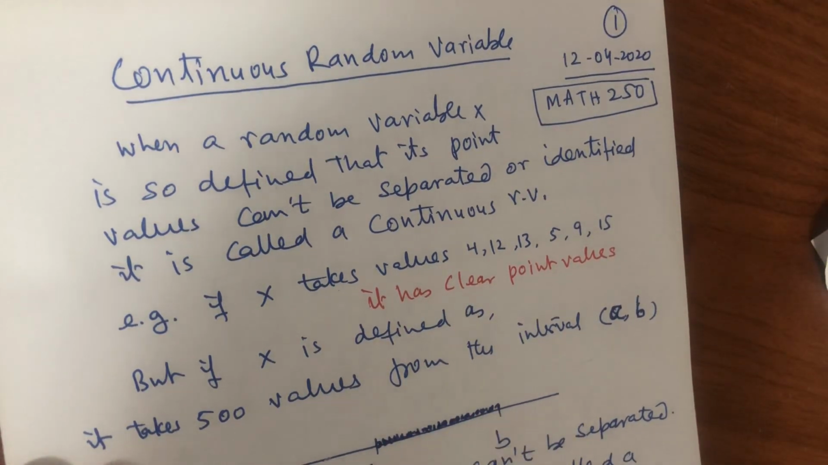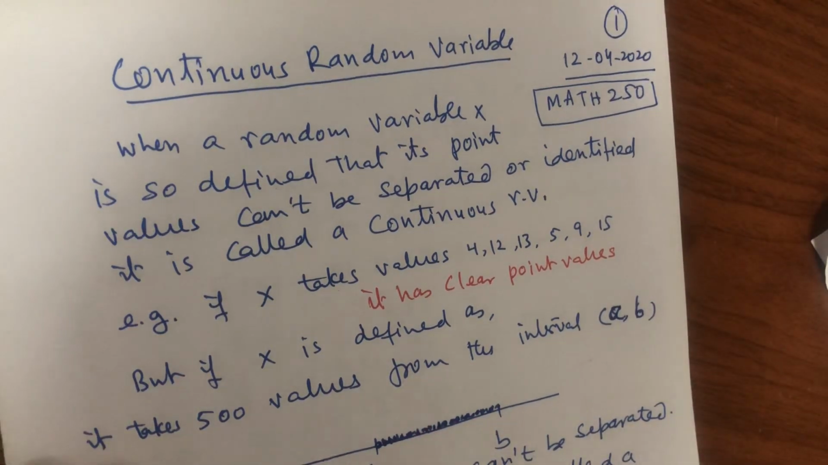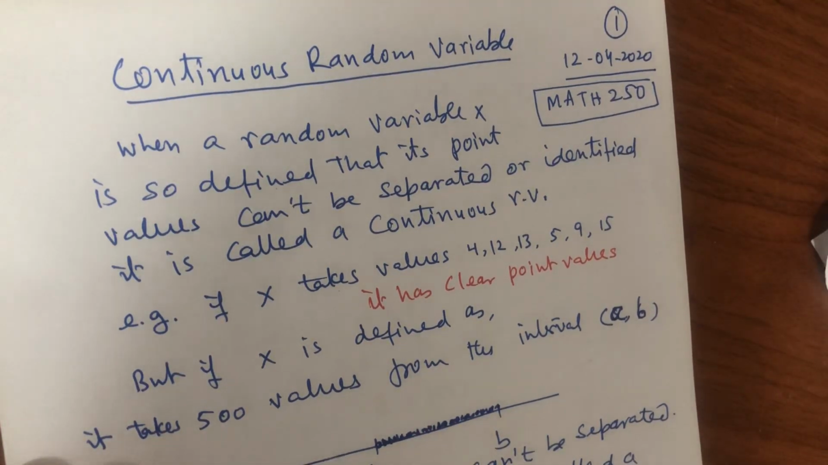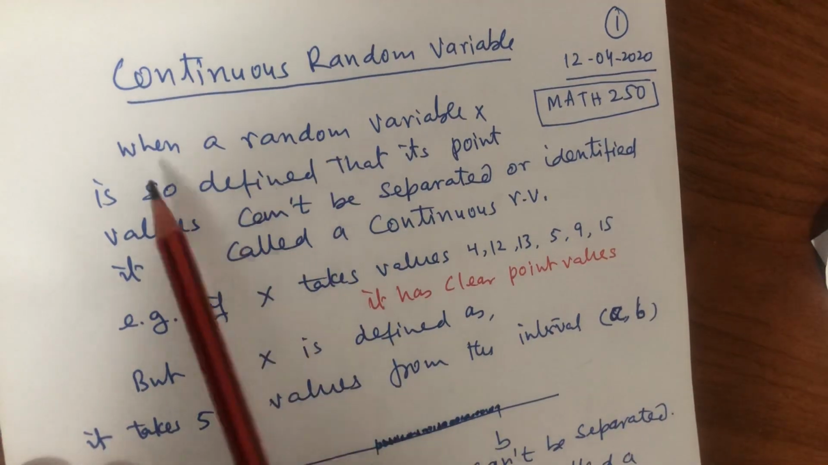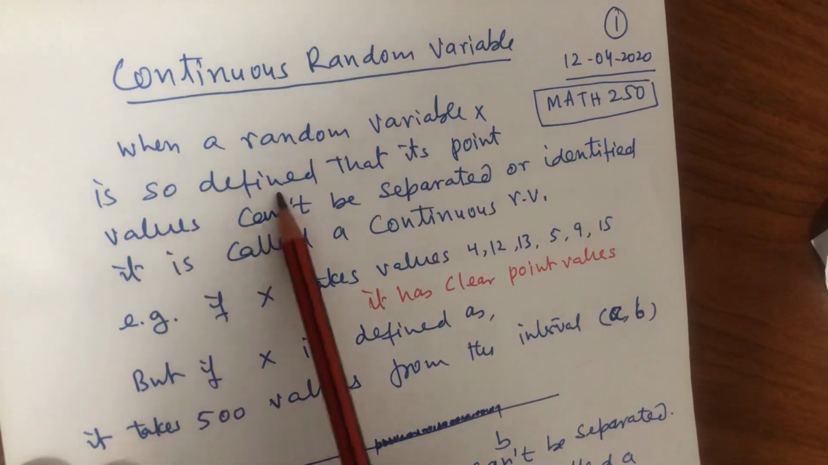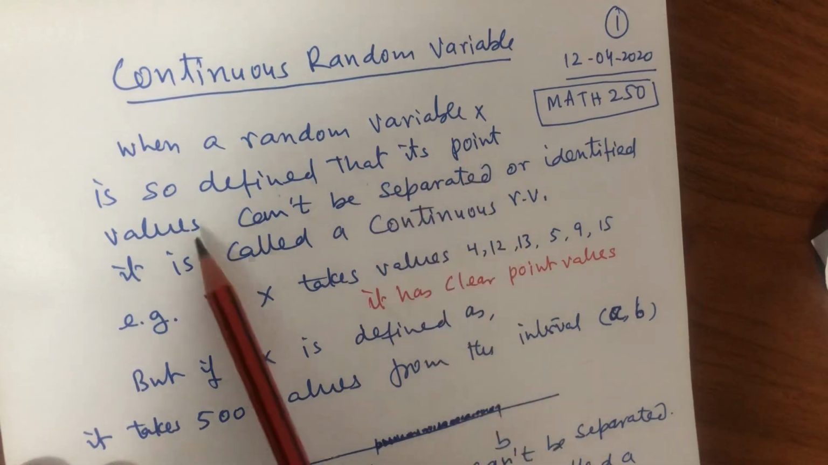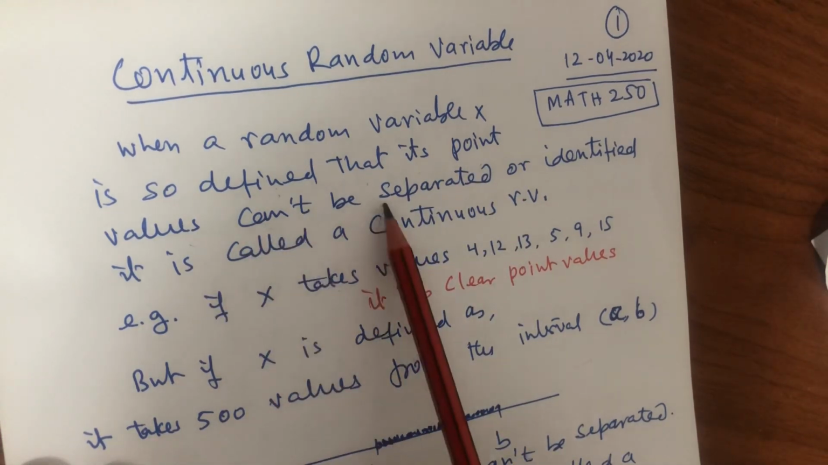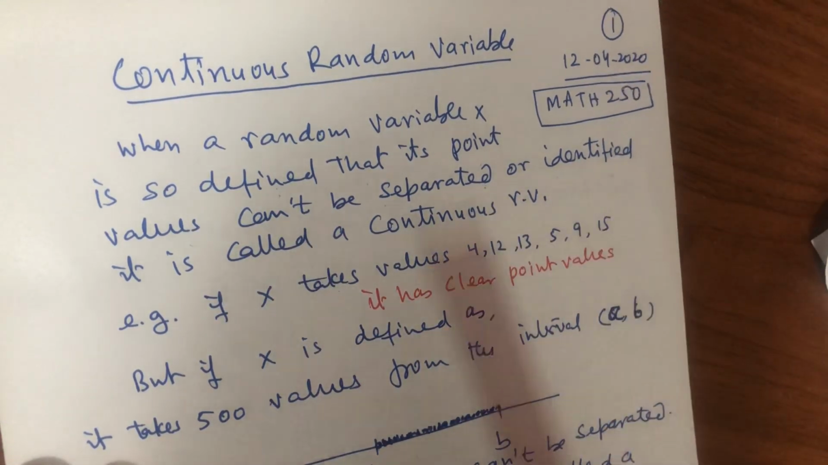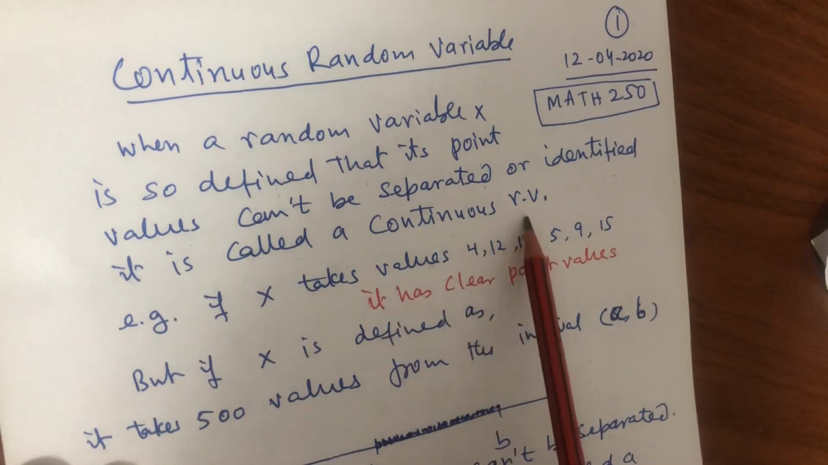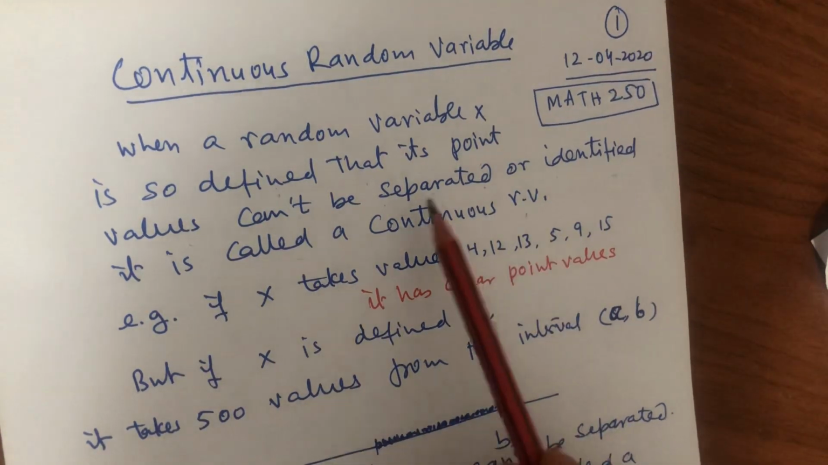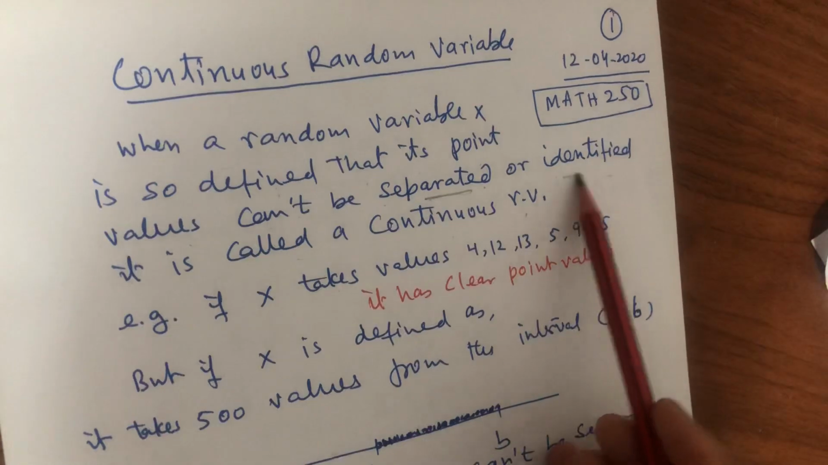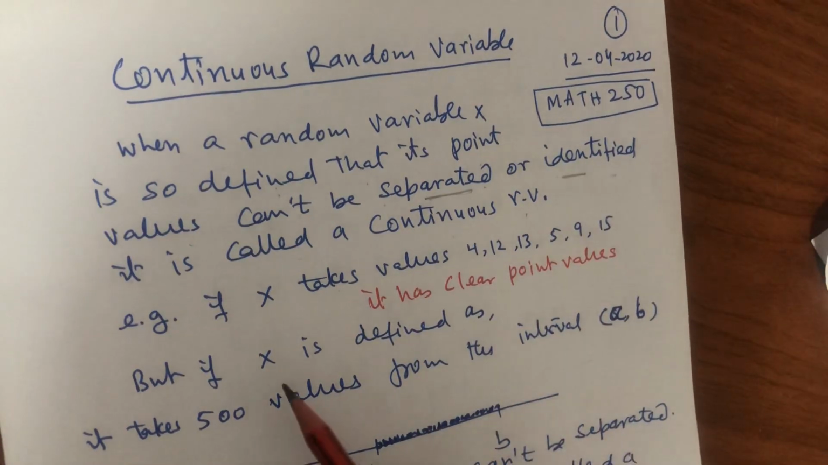Discrete, as the word says, means separate. Continuous, as the word says, means there is a continuity. So I have written it like this: when a random variable X is so defined that its point values cannot be separated or identified, it is called a continuous random variable. You will understand the meaning of cannot be separated or identified in one minute.